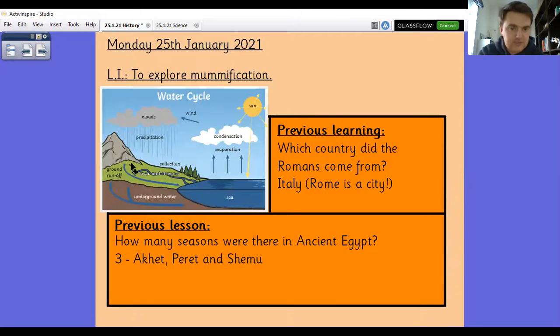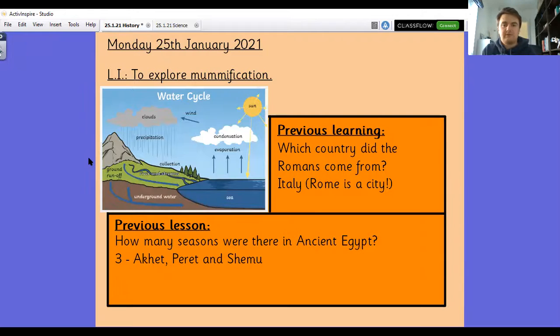Here is a picture of the water cycle. Hopefully you got the idea that it ends up in the sea, then is evaporated, and then forms clouds when it condenses. And then as the clouds get heavier and find themselves in higher pressure situations, then they rain onto mountains, and then through various routes, it ends up back in the sea or large lakes where the cycle starts again. The Romans came from Italy because they came from Rome, and Rome is a city within Italy. So if you said Rome, you're sort of right, not quite.